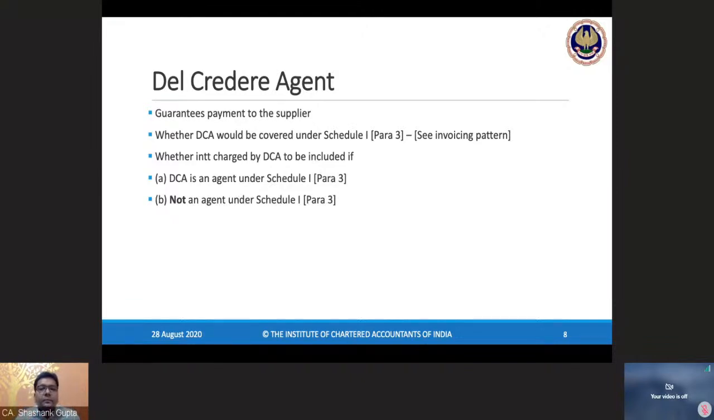Another question which has come up relating to the Del Credere Agent is whether the interest which is charged by the Del Credere Agent would be covered for the purposes of determining the value of a particular supply. What am I saying?